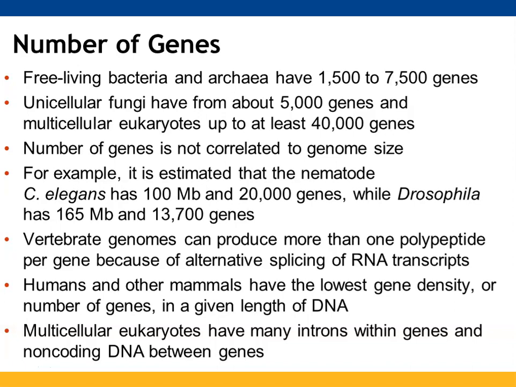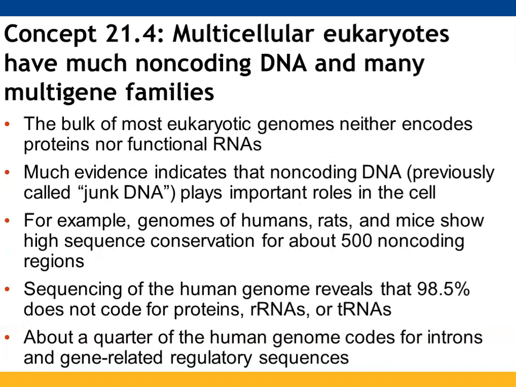Remember, vertebrate genomes, because of being able to splice your RNA transcripts into multiple polypeptides, can get lots of bang for their buck out of their genes. So humans and other mammals are typically going to have the lower gene densities for a specific length of DNA. I'd also say the multicellular eukaryotes have a lot of introns within their genes as well as a lot of non-coding DNA.